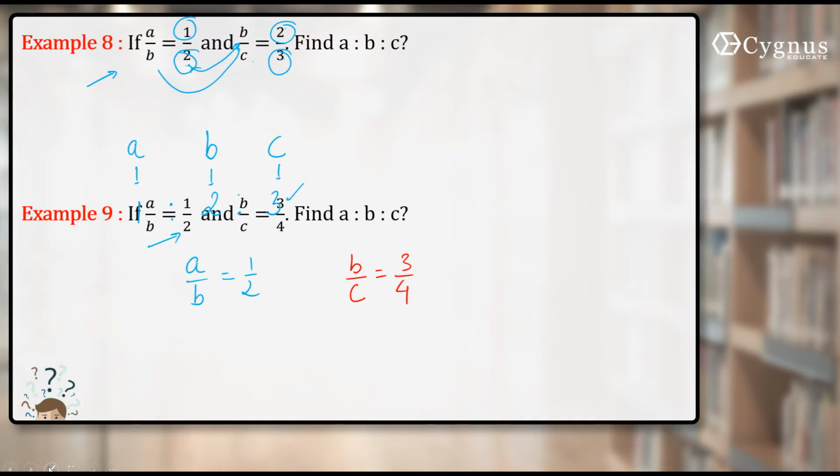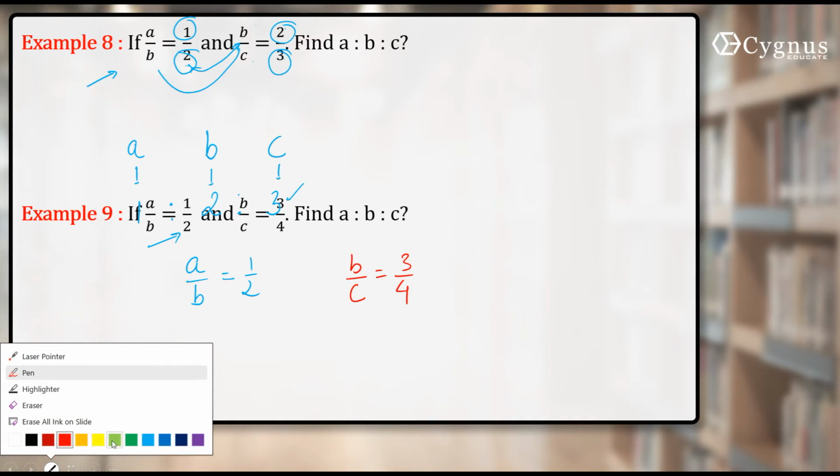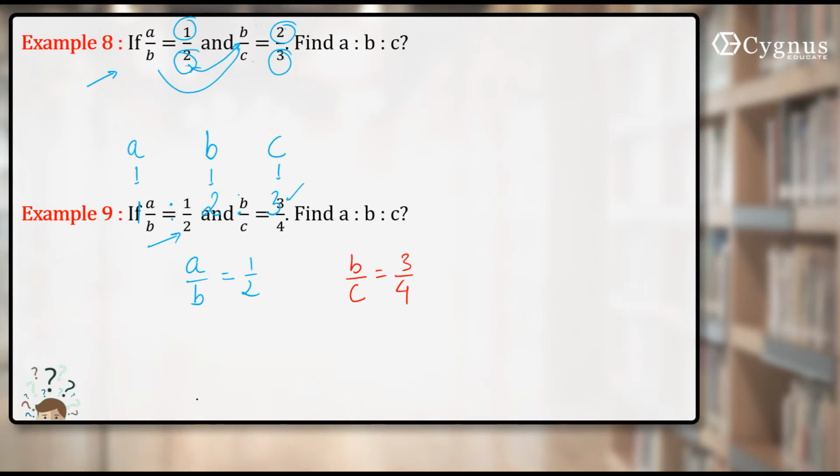For that, the value of B has to be the same in all the cases. So what's the value of B here? It's 2. Here it's 3. Let's make them equal. We'll multiply both by 3 and here we'll multiply by 2. Why am I multiplying these two values by 3 and 2? Because the LCM of 2 and 3 is 6. So I'll try to make B equal to 6 in both the cases.